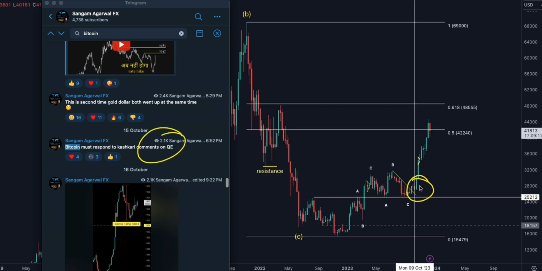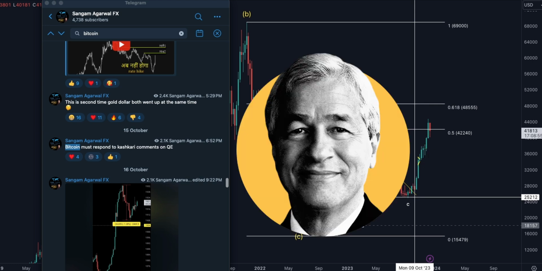And you can see weekly time frame, since Kaskari said something, almost each weekly candlestick was blue. Each week there was FOMO buying in Bitcoin. But last week Jamie Dimon was negative and you have red weekly candlestick.